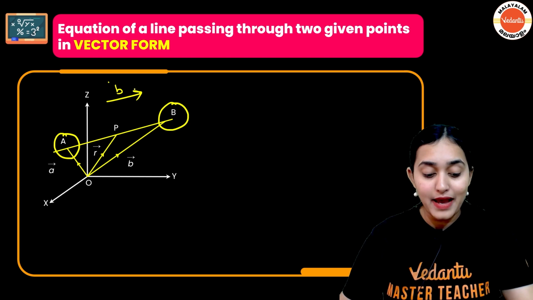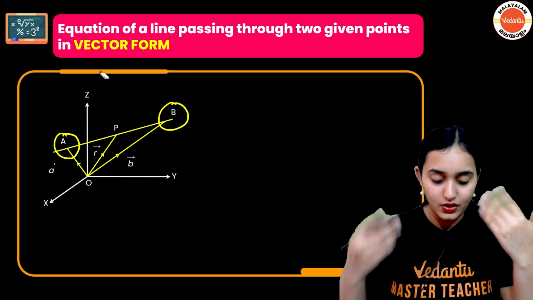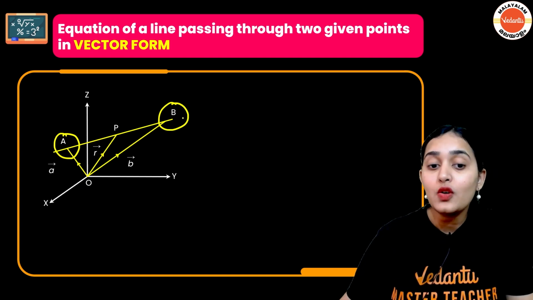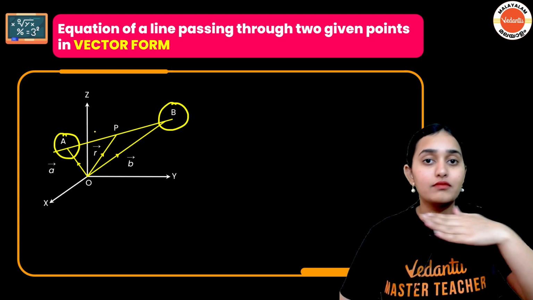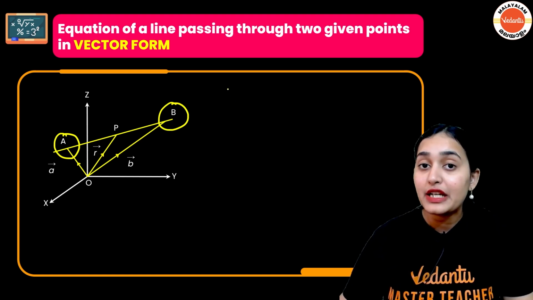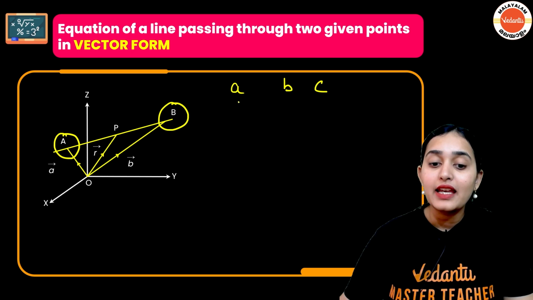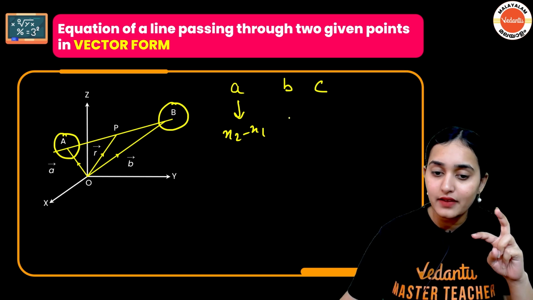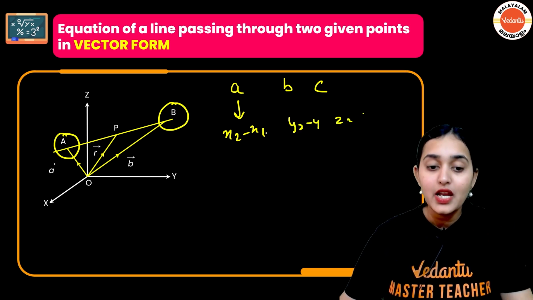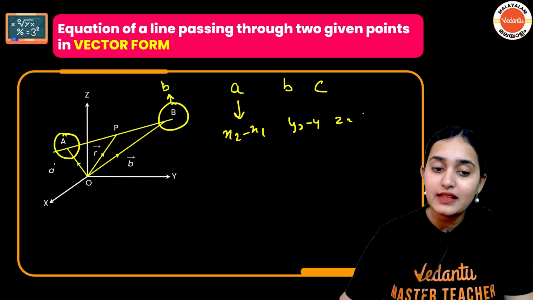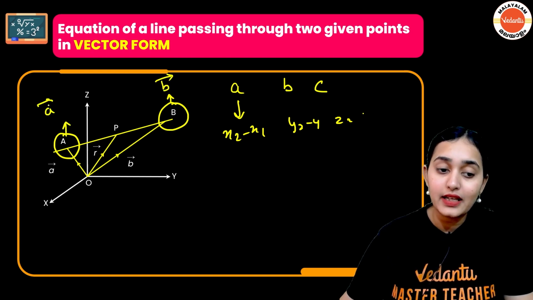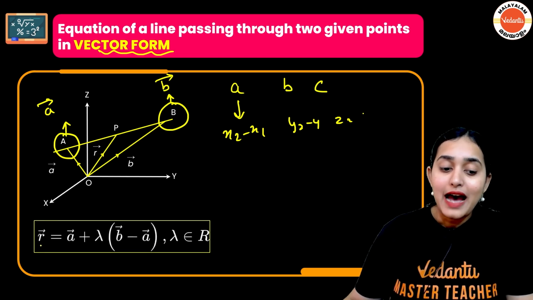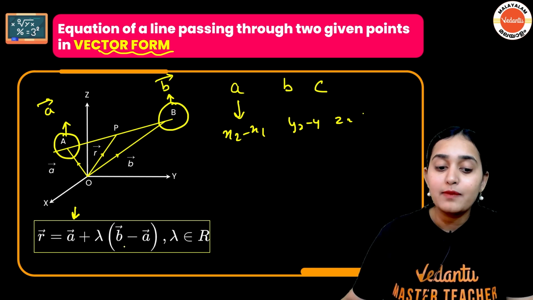No, you don't need a parallel vector now because now you have 2 points. So your equation of line will be what? If you want to get direction cosines of the line, you can simply do what? I told you, A, B, C is equivalent to the difference of the 2 points: x2 minus x1, y2 minus y1, z2 minus z1, right? So here point B is having vector B, point A is having vector A, because we are learning vector form representation. So the formula will be R equals A plus lambda times of B minus A.